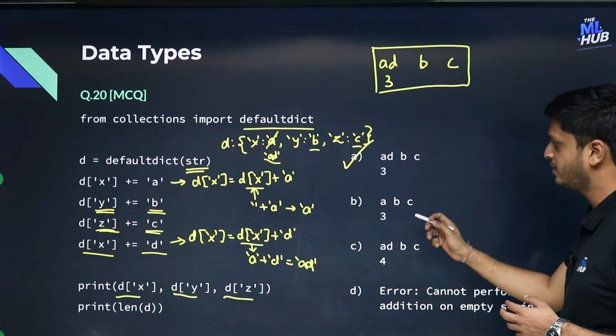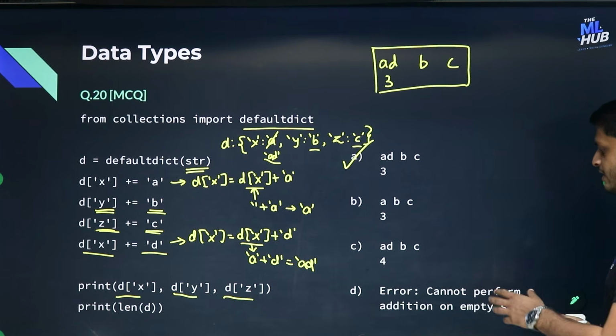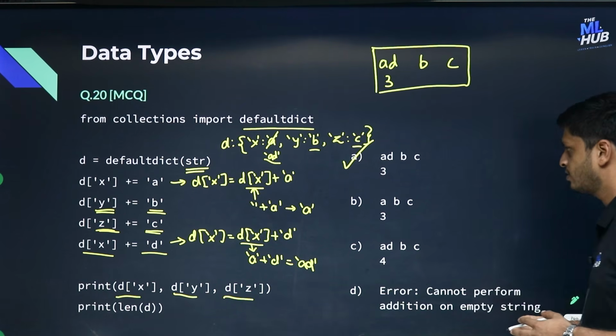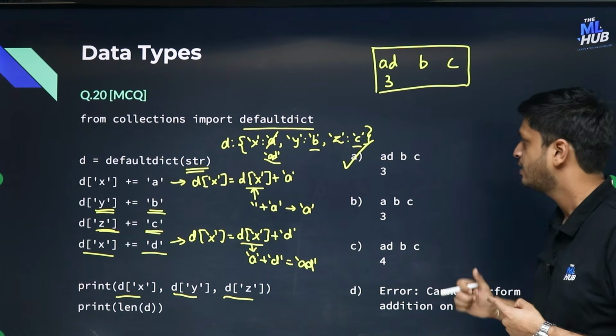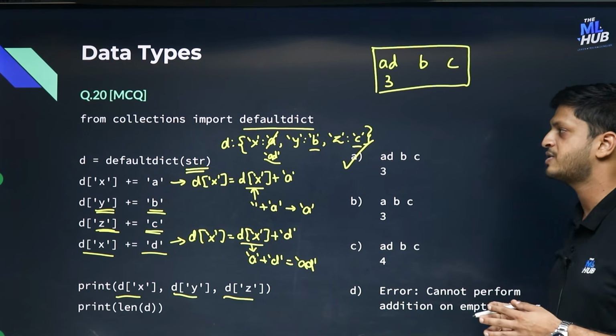Right? ad, b, c, 3, and option B and C are incorrect, and option D is error. Okay, so yes, you can perform an addition on an empty string, that is allowed, and hence the answer will be option A here.